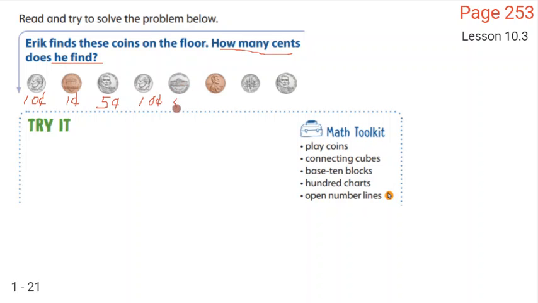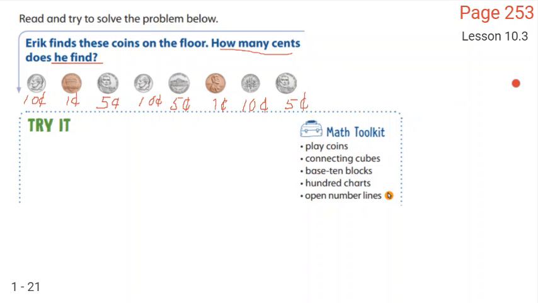Another nickel, so that's 5 cents. A penny, which is 1 cent. Another dime, which is 10 cents. And another nickel, which is 5 cents.